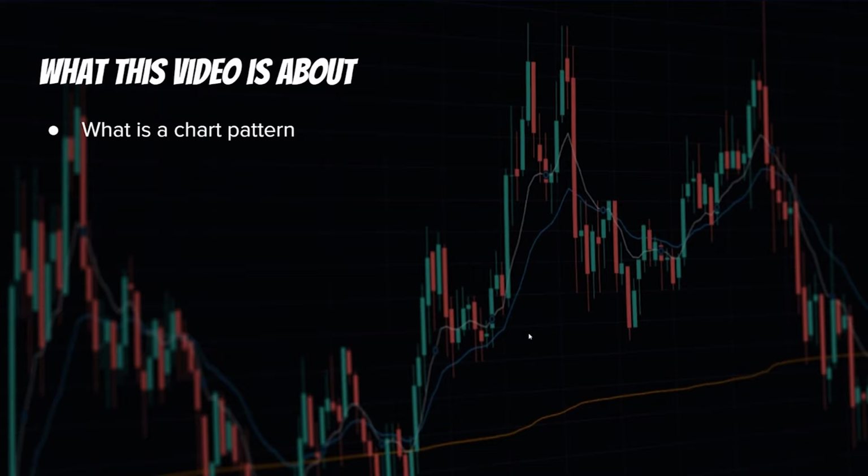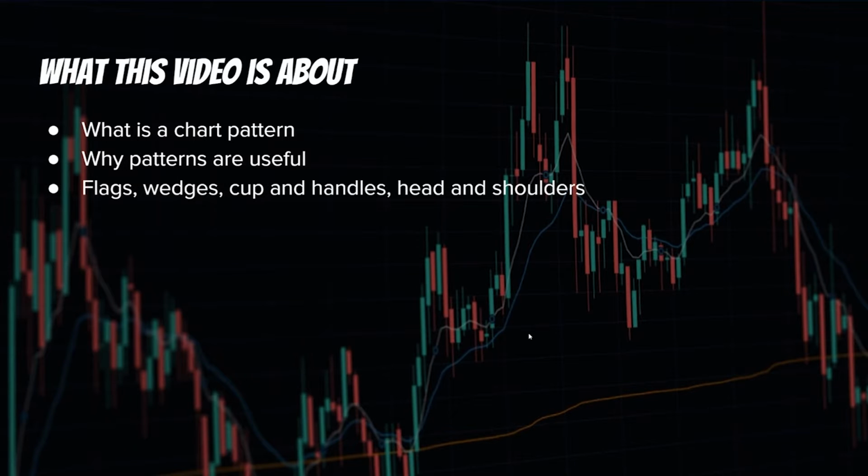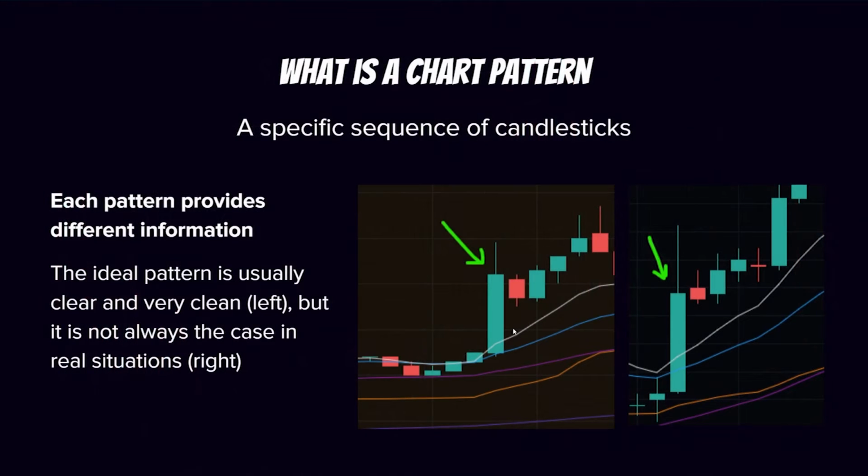So what we're going to talk about in detail: What is a chart pattern? And why patterns are useful for trading, and a few examples of the most important chart patterns that receive a name, like flags, wedges, cup and handles, heads and shoulders. How to identify patterns on the chart, and basically that's it.